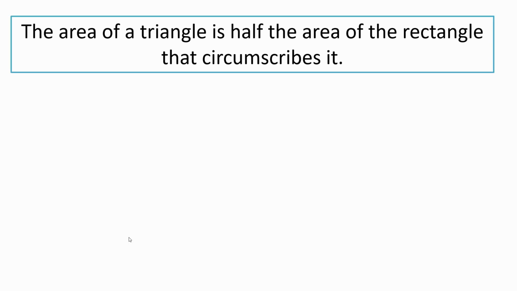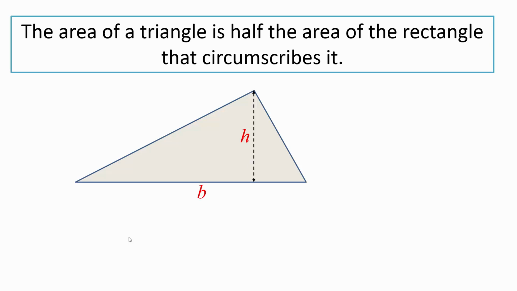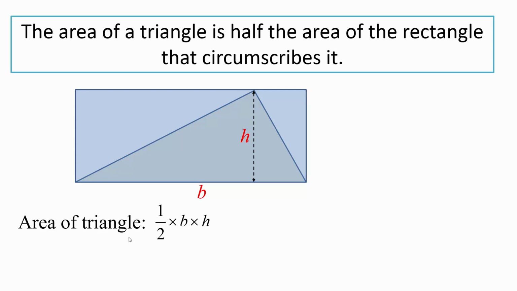Let's look at the diagram for that. There's our triangle. We've got our base B and our height H. There's our circumscribing rectangle. What we are saying is that the area of the triangle is exactly half of the area of that rectangle. Can we prove that in an easy way? Well, the area of the triangle is a half base times height, half B times H. The area of the rectangle is B times H, in other words, length times width.